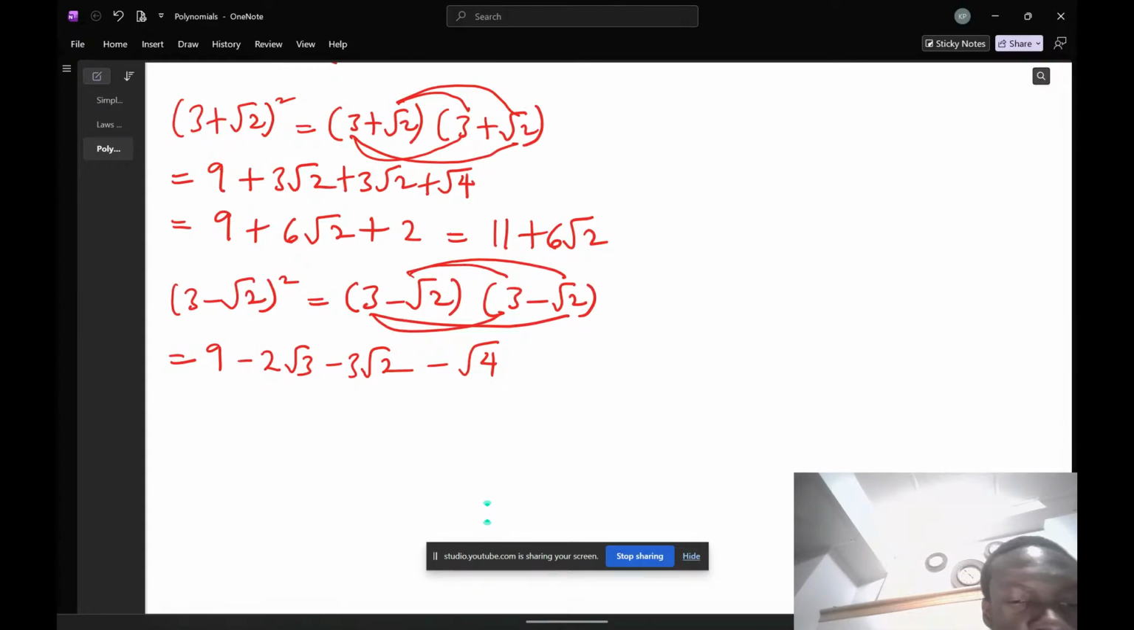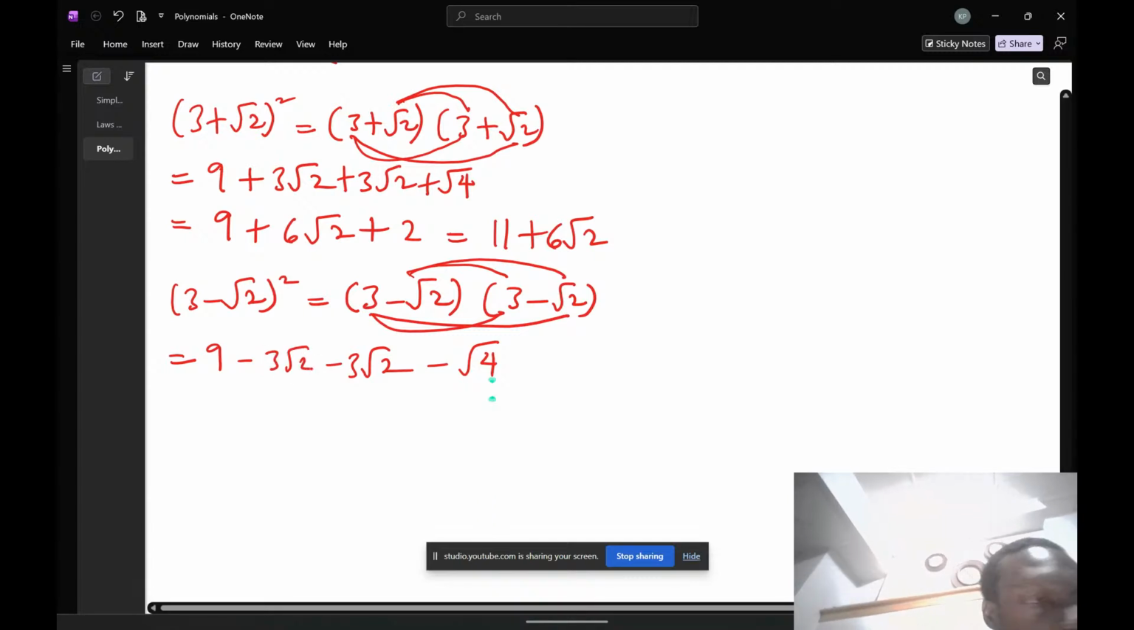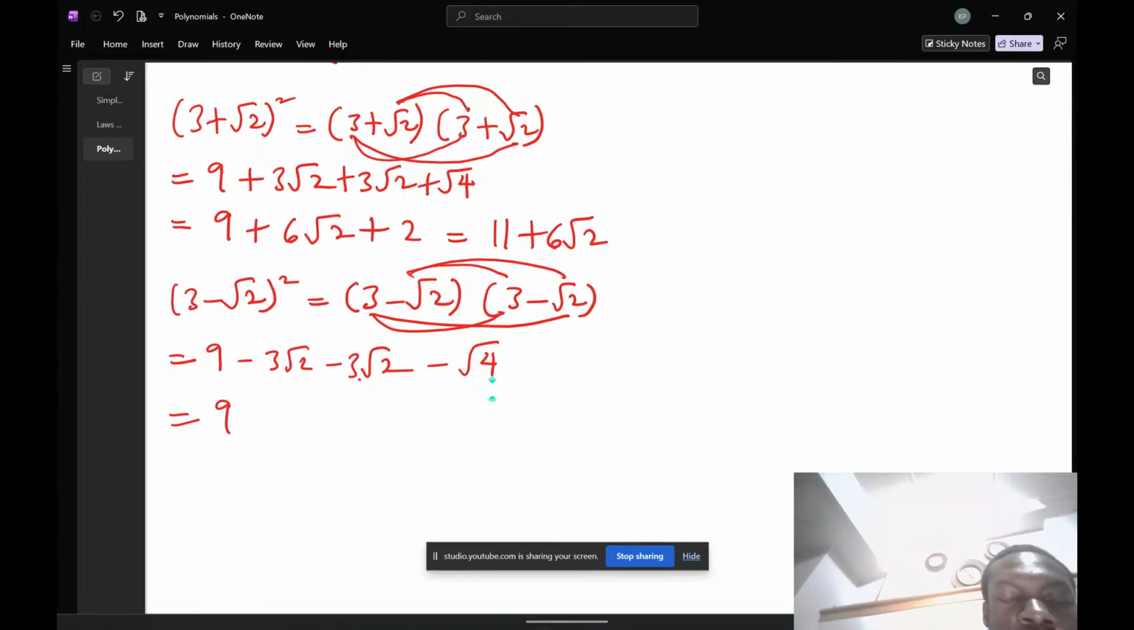Sorry, this one should be minus 3 root 2. So now it goes to 9, minus 3 root 2, minus 3 root 2, which is minus 6 root 2. Sorry, minus root 2 times minus root 2 should be plus root 4. So the square root of 4 is plus 2 now. That's my mistake. So 9 plus 2 will give us 11 minus 6 root 2.